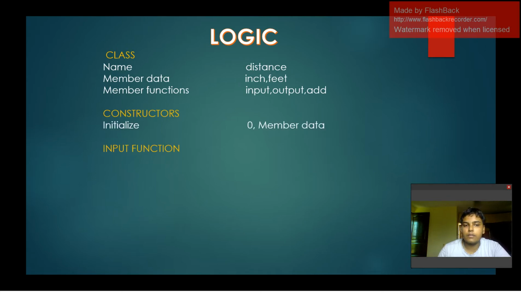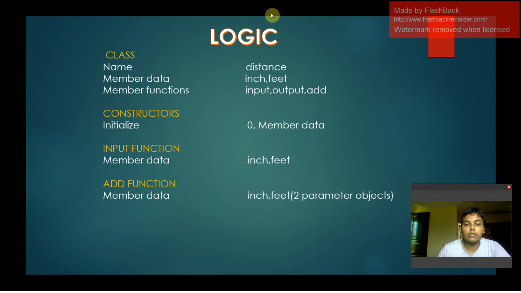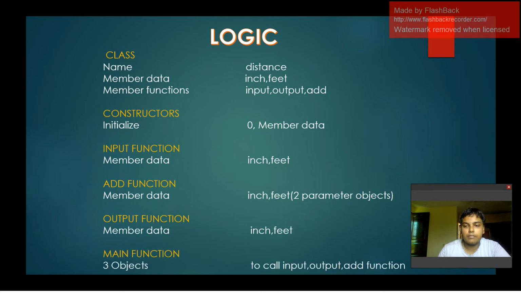Then the input function, again it is the inches and feet. Output adding also, again the input and both should be passed from the objects. Two objects which are the inputs should be passed and you should be able to calculate. Now output the same way, the member data should be outputted. Then the main function has to be calculated. The main function should have the three objects which will be doing the necessary functions present in the class. So now let us see the program.